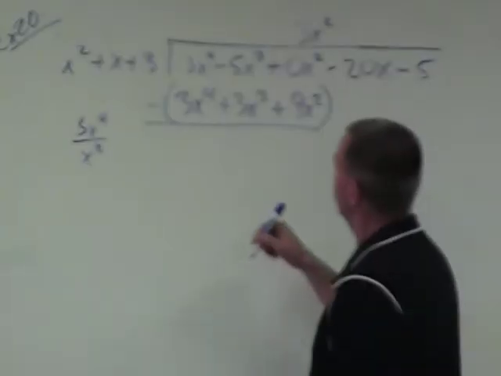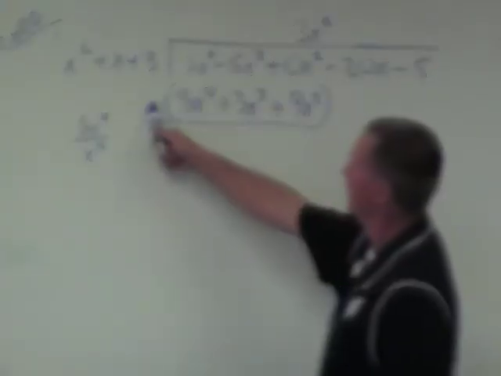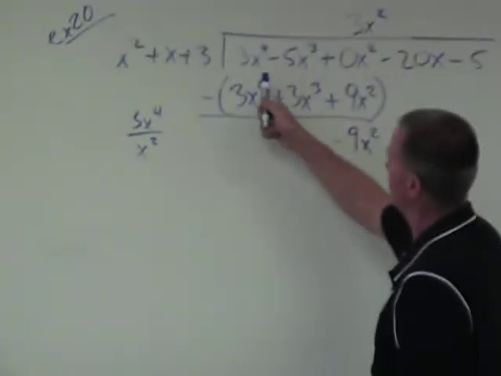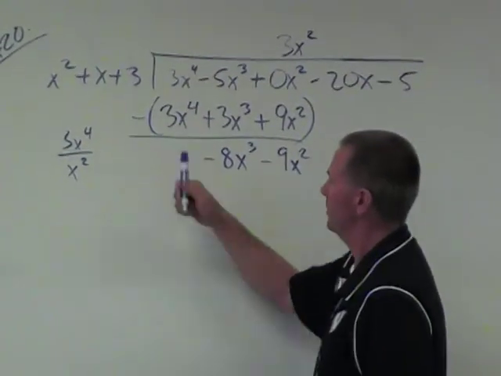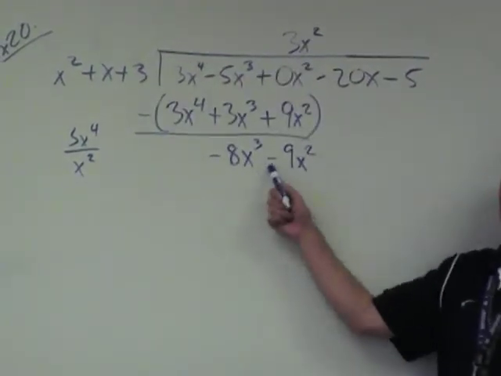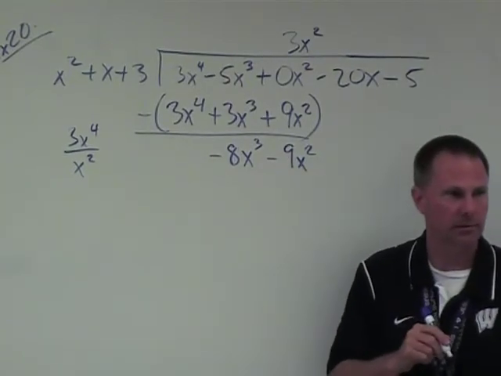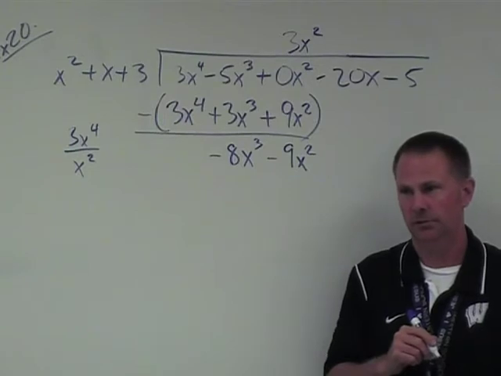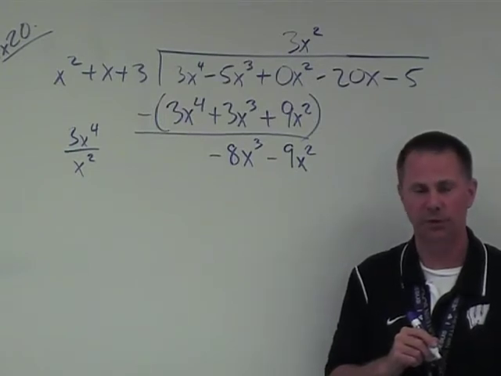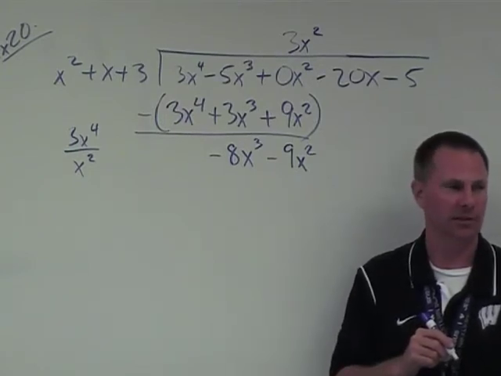Okay, now we subtract it. 0 minus 9 is negative 9x squared. Negative 5 minus 3, negative 8x cubed. 3 minus 3 is 0. Who got that? 5 of you. That's wonderful. 25% of the student population.